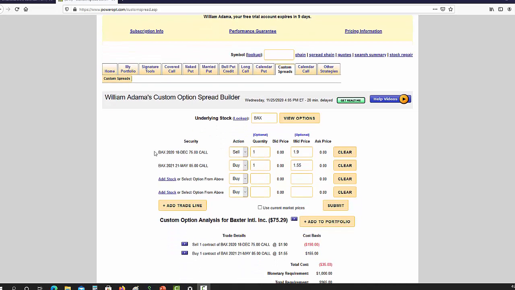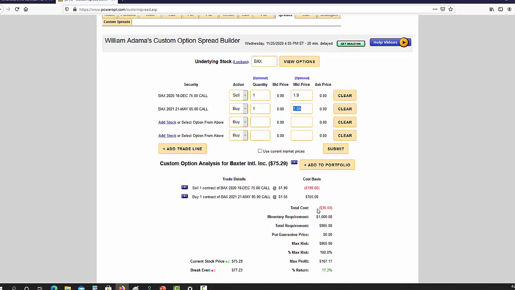We're still going to sell the near term 75, same as the put that we did, and buy the far term, but now we're using an at the money call and an out of the money call further out in time. We're going to collect about $1.90 at midpoint for the 75 call and pay $1.55 for the long. What does that mean? Hey, we're getting a net credit of 35 cents.